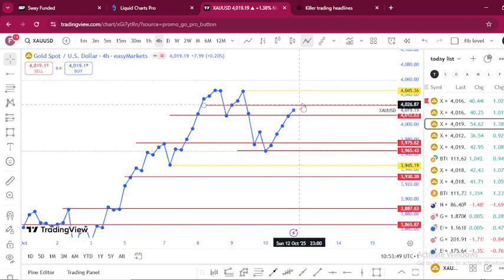You can actually use them for targets, yes, but the daily key level is the most important. Gold moves from one daily key level to another key level. That's what gold does. If it breaks one, it will go to the next one. If it breaks this one, it will touch this one. That's how gold moves.